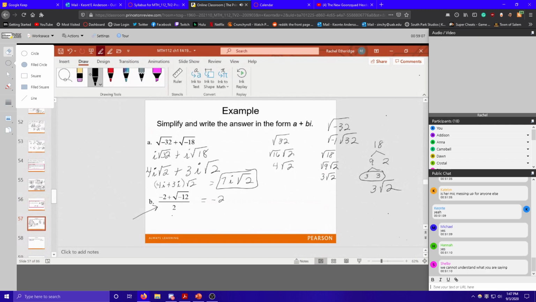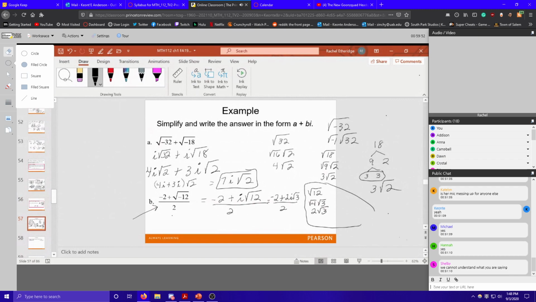So I have negative 2 plus the square root of negative 12, and a negative under the radical means that comes out as i. Then I can break down the square root of 12 into the square root of 4 times the square root of 3. So that's 2 times the square root of 3. So that gives me negative 2 plus 2i times the square root of 3, all over 2.